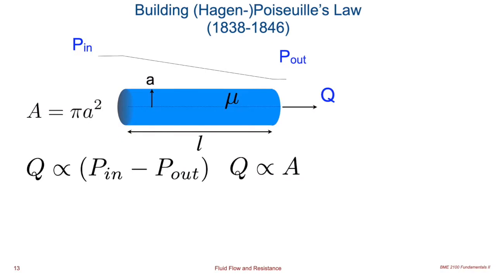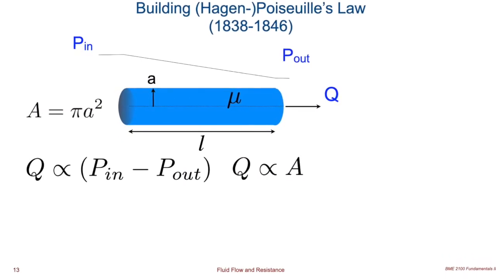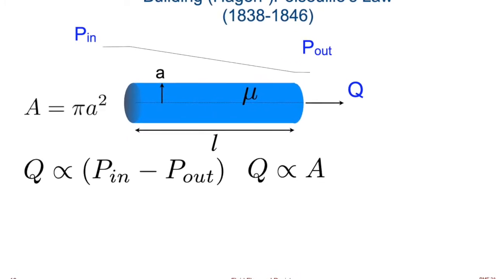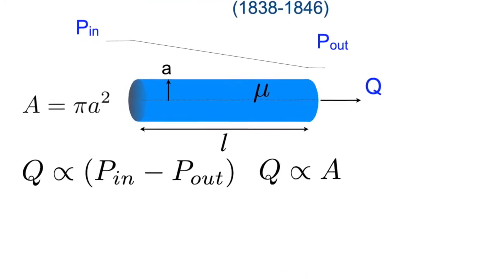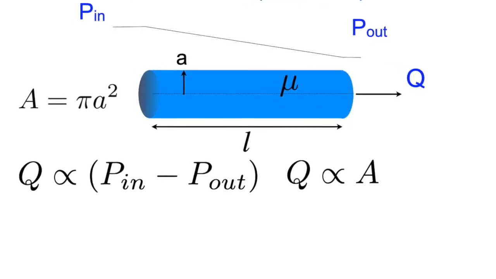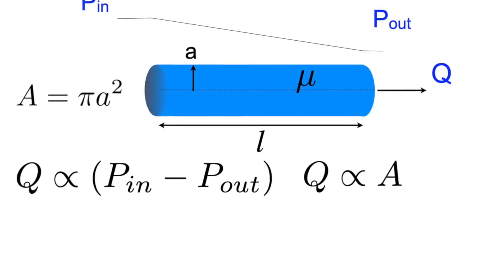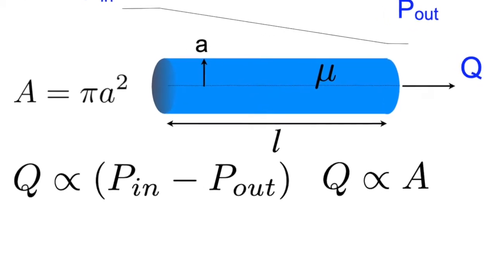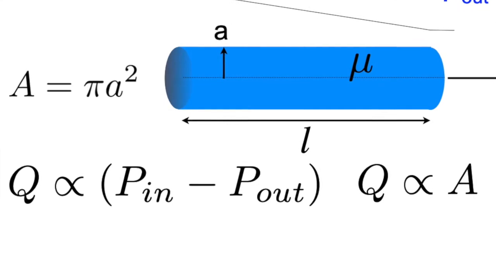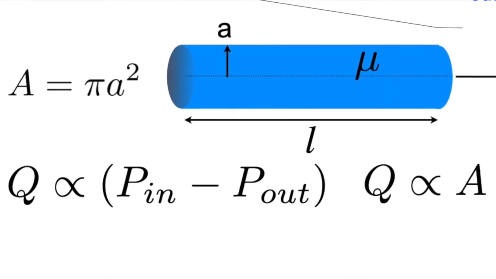Cross-sectional area is going to be a key one. Obviously, the bigger the pipe, the easier it is for flow to occur. So all other things being held equal, the more the cross-sectional area, the easier the flow, the larger the flow. And that's going to allow us to write down an expression and say that flow is directly proportional to cross-sectional area.